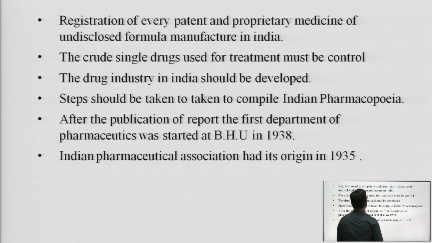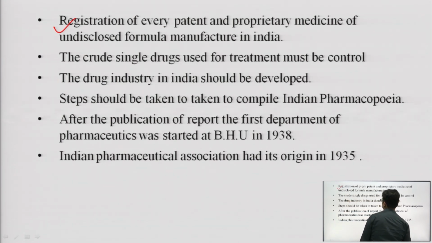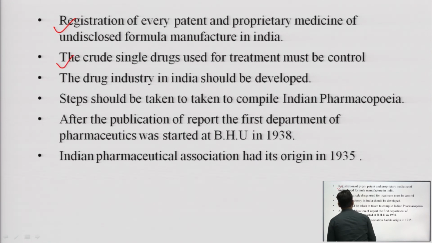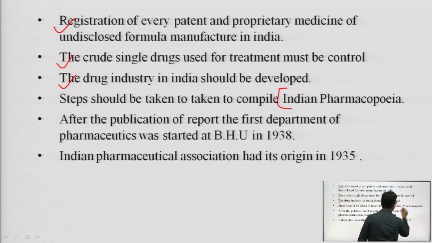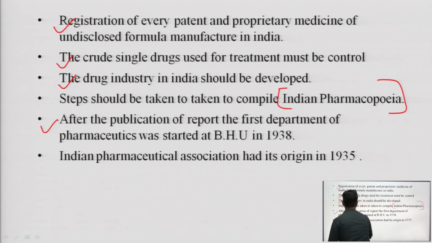Now, the registration of every patent and proprietary medicine of undisclosed formula manufactured in India, they also recommended this. The crude single drug used for the treatment must be controlled. The drug industry in India should be developed. Steps should be taken to compile Indian pharmacopoeia.